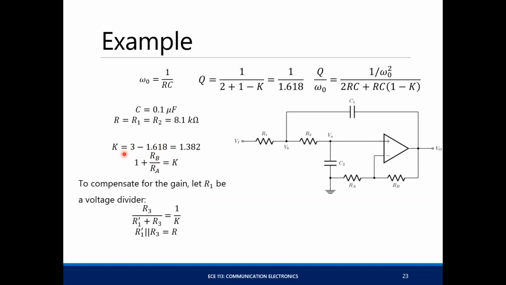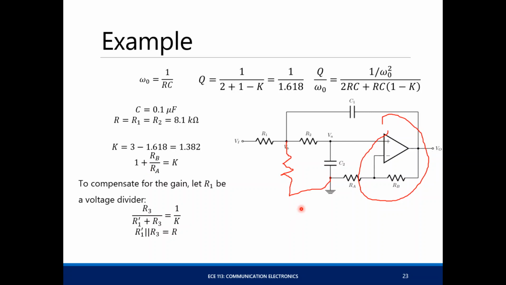The gain K is defined by RB and RA, but since there is some gain K greater than 1, we need to compensate for the gain using a voltage divider by connecting a resistor from here towards the ground. So let me draw that. By connecting a resistor here towards the ground, we're actually compensating for the gain that is introduced by this operational amplifier. We want a Butterworth filter to have no gain.